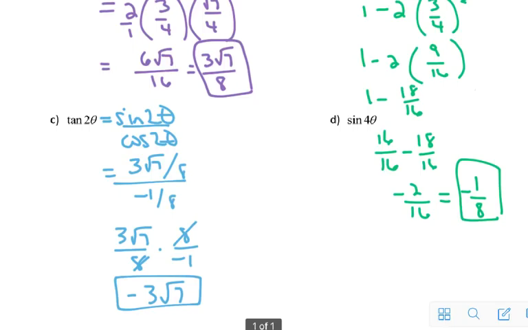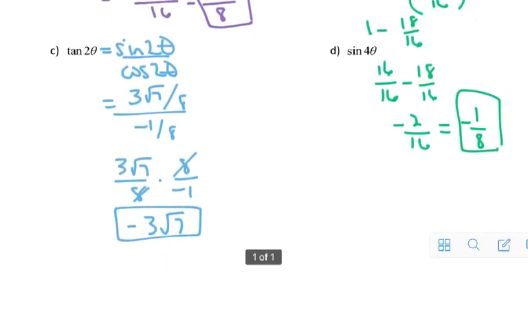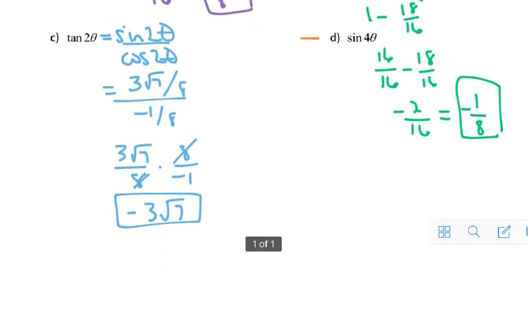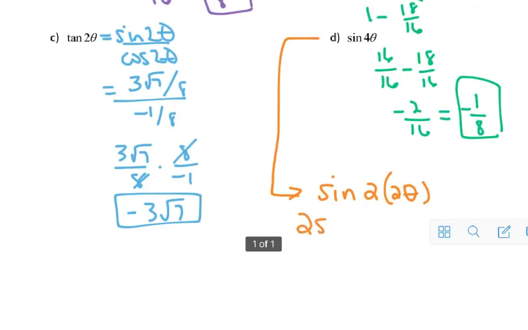This last one, sine 4 theta, it's not actually a problem in the book. I'll show you, but it's not going to matter for the homework. Really, it's the same as the sine of 2 theta. The reason I can write it like that is because 2 times 2 is 4. So it's really just a double angle within a double angle. So it's 2 times the double angle for sine times the double angle for cosine.